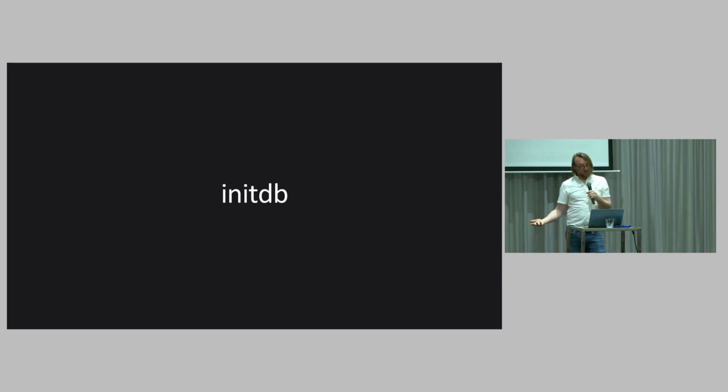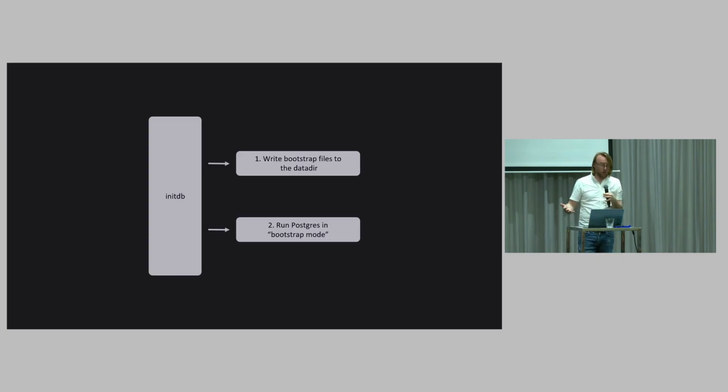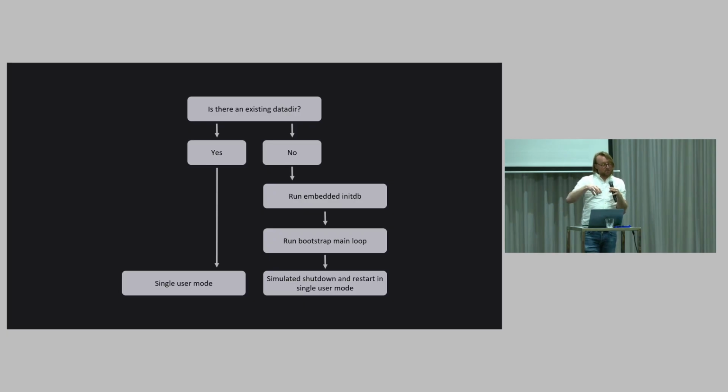So initdb was something else that posed a problem. Obviously, normally with Postgres, you have initdb, which is a separate binary, a separate command to bootstrap a database. But you don't want to do that inside an embedded environment. You want it to be automatic, or you want to have an API, a library for doing that. And initdb is also quite a complex multi-stage process. It first writes a bunch of template files to the data directory. Then it runs Postgres as a sub-process in a special bootstrap mode to actually build the data directory. So to solve that, we embedded initdb inside the main Postgres binary.